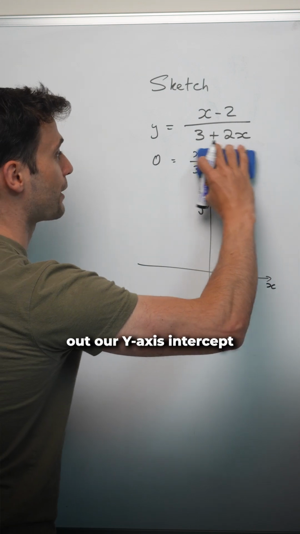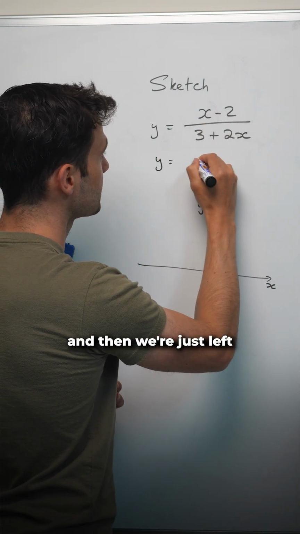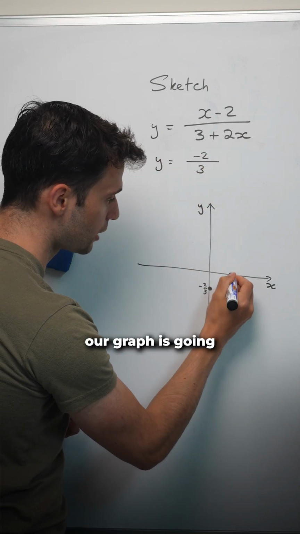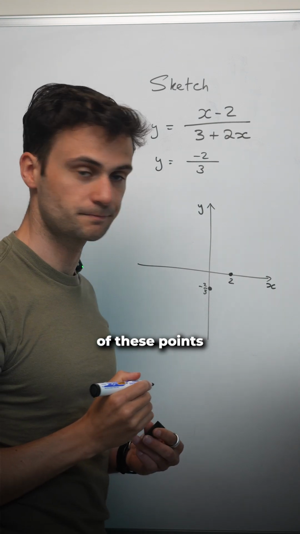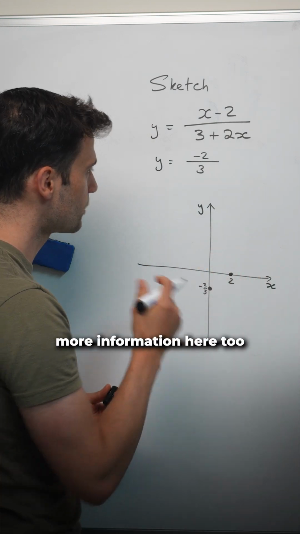We can figure out our y-axis intercept by setting x equal to 0, and then we're just left with minus 2 over 3, and we've got our y-axis intercept. So we know that our graph is going to go through both of these points. But that doesn't tell us much about the shape of the graph and where it's going to go next. So we need some more information here too.